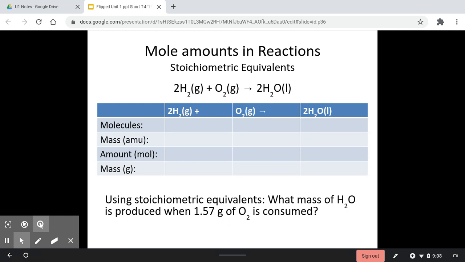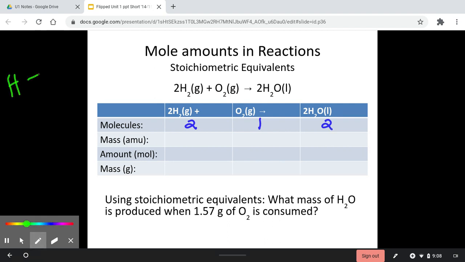Now would be a really good time to pause your video and see if you can fill out this table. How many molecules are present given this reaction? How much mass? What's your amount in moles? What's your amount in mass in terms of grams? So I'm going to do it here also. I have 2 molecules of hydrogen, 1 molecule of oxygen, and 2 molecules of water. So molecules can be read from the coefficients.